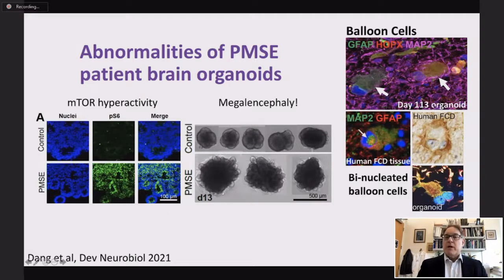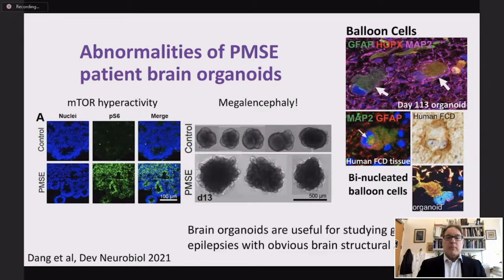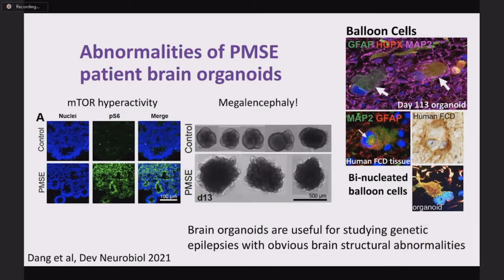But by day 113, we saw balloon cells that express markers of neurons, astrocytes, and progenitors all at the same time that look just like balloon cells resected from human focal cortical dysplasia tissue, including some that were binucleated, which is classic for human FCD type 2B. So we think this organoid model is very useful for studying genetic epilepsies with obvious brain structural abnormalities.